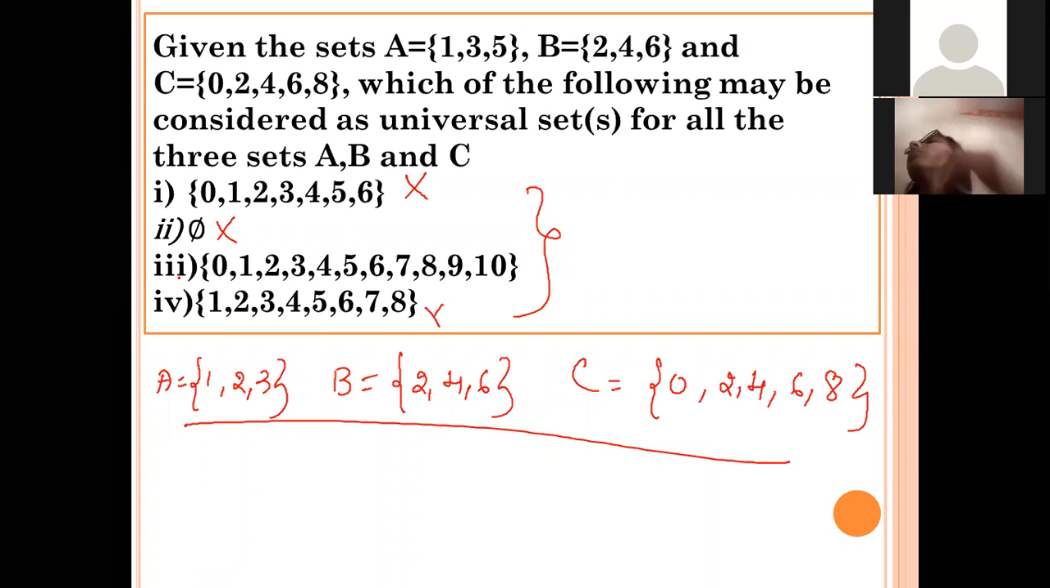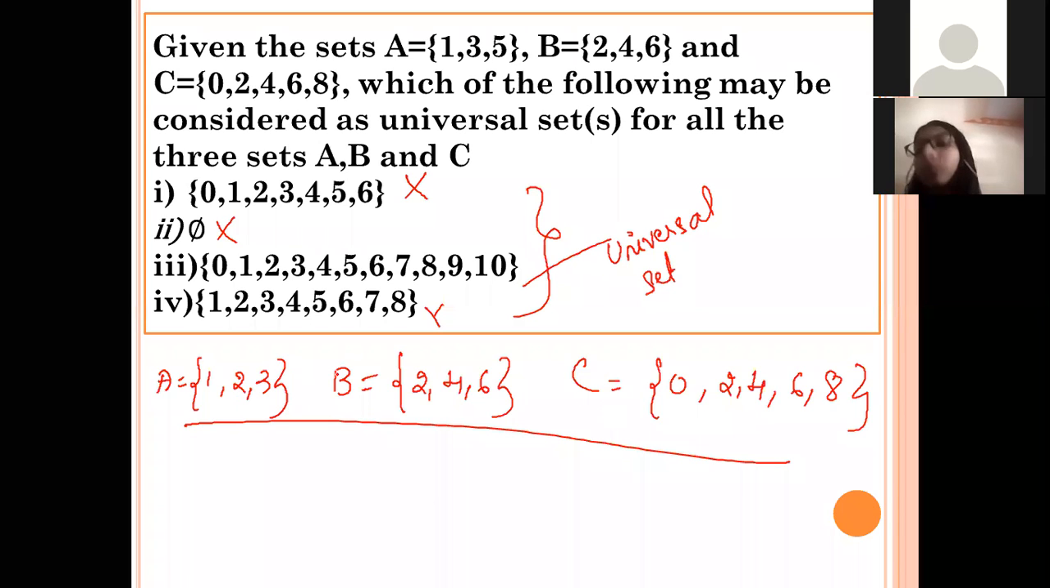But if you go to the third one, okay, in A, which elements are there? 1 to 3, it is present in 3. Okay, B has elements 2, 4, 6, it is also present in option 3. And C has elements 0, 2, 4, 6, 8. Even it is present in the third option. So the third option can be the universal set for A, B and C.